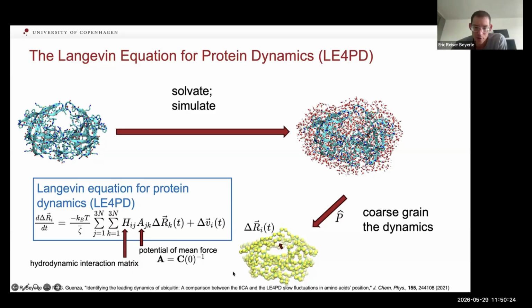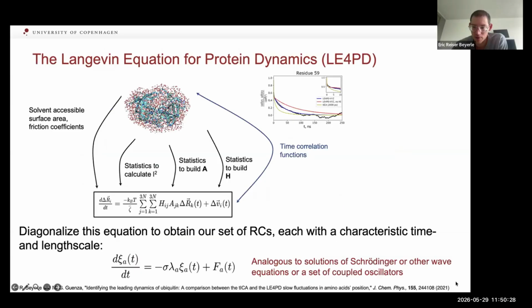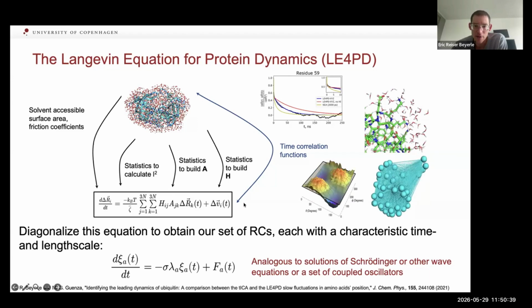And I'm not going to go too into the details of this method because they're in this paper at the bottom. And if you want the details, you can read it. But basically, what this approach allows us to do is we can calculate this hydrodynamic interaction and potential mean force matrix. And these are input physics in the model, okay?